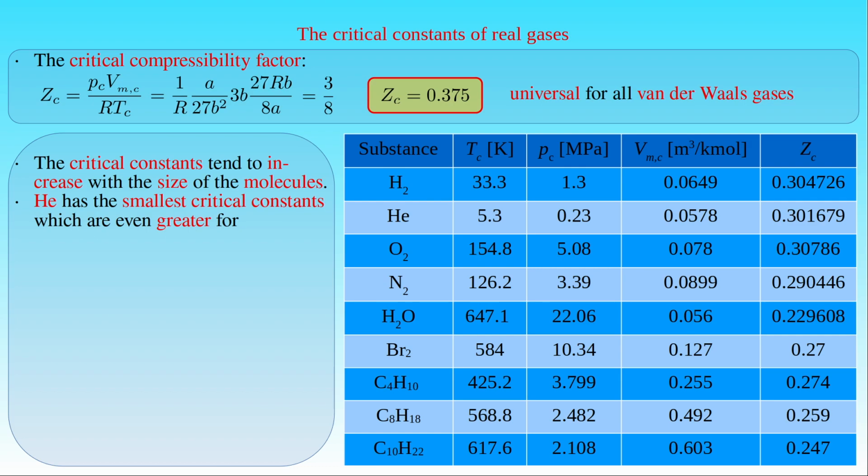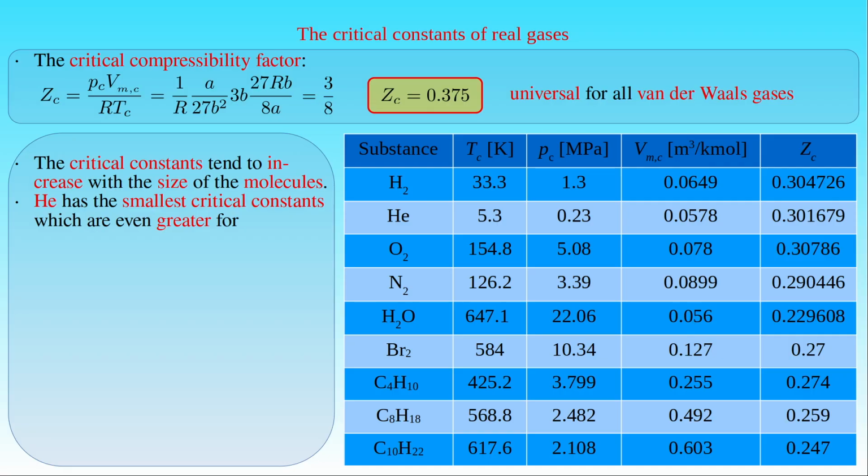All the critical constants are greater for the gas composed by hydrogen molecules. Its critical temperature and critical pressure are already one order of magnitude greater than those of the helium, and its critical molar volume is also greater than 0.06 cubic meter per kilomole.